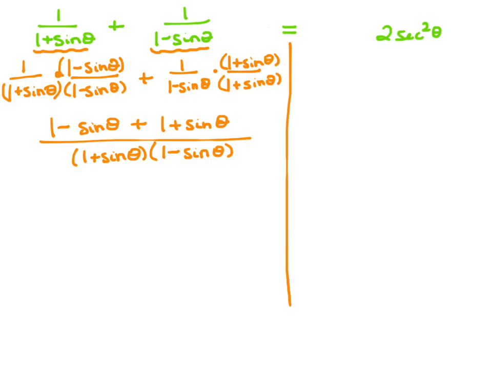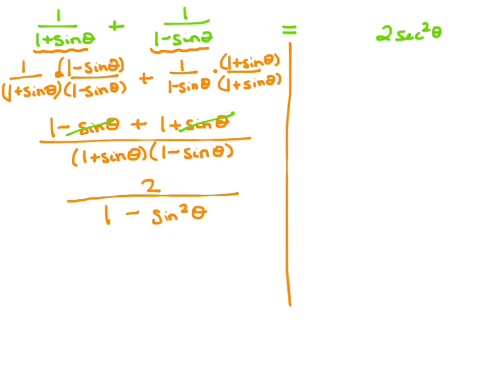Let's see what we can do to simplify this a little bit. I have negative sine theta and positive sine theta, and so I can combine those together and just get 0. And then I've got 1 plus 1, which would be 2. That's great, because if you look on the other side, I've got 2 secant squared theta. So we've got the 2 now. It's a good sign. In the denominator, I think I'm going to multiply this out. 1 plus sine theta times 1 minus sine theta is a difference of squares, just 1 minus sine squared theta.